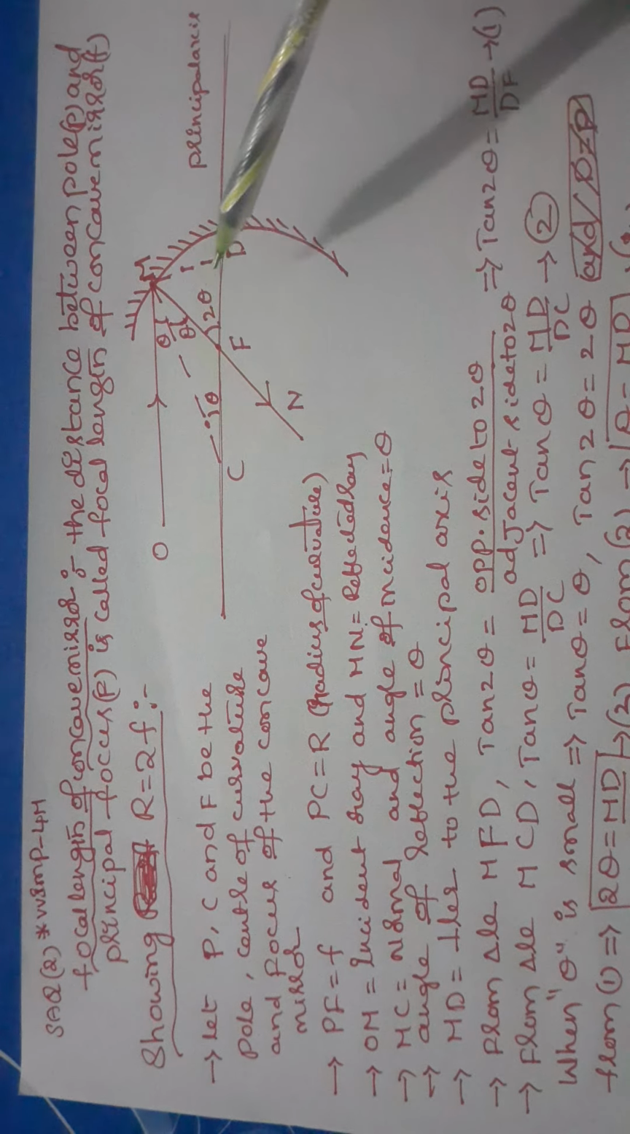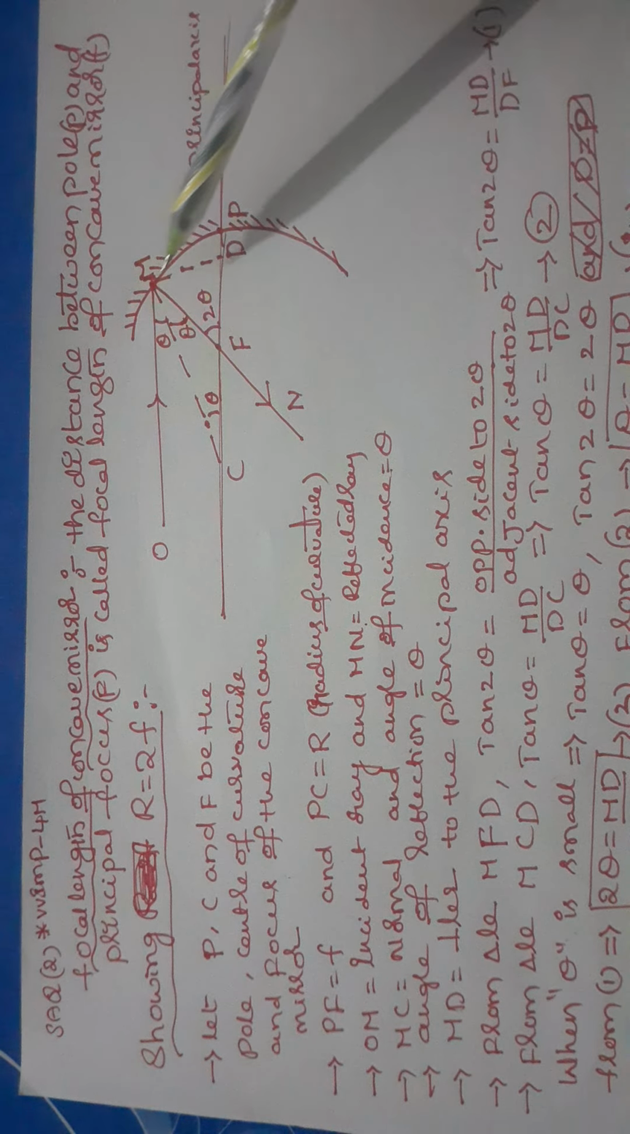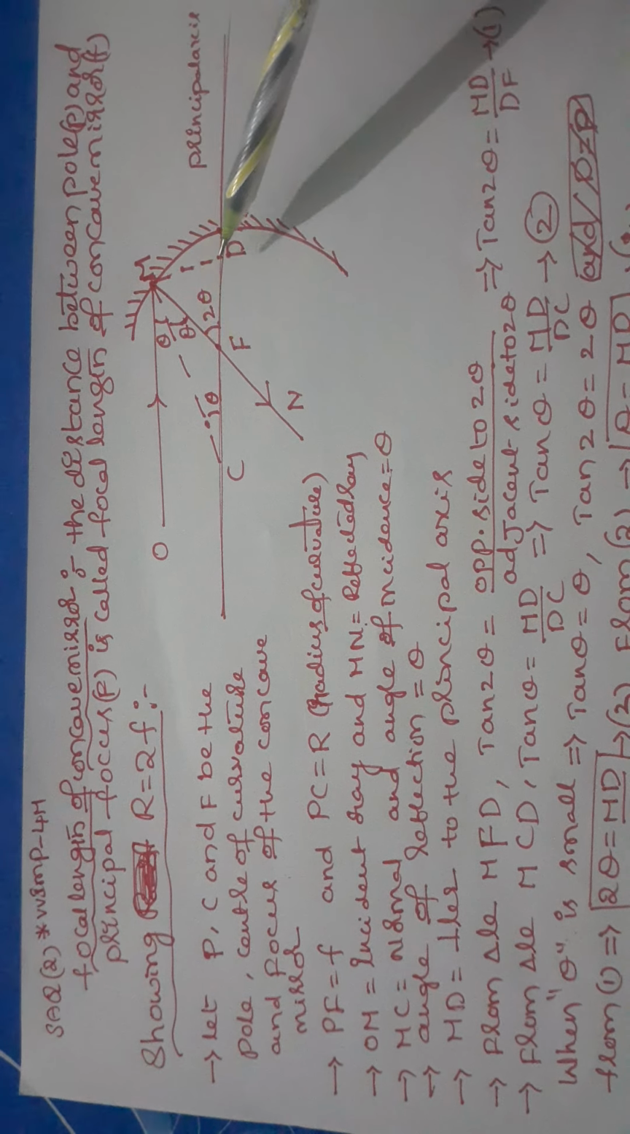Next, from the triangle MCD, students, the angle is theta. So tan theta is equal to the opposite side to theta by the adjacent side. So this is theta. The opposite side to theta is MD. The adjacent side is C to D, or D to C. So tan theta is equal to MD by DC, equation number 2.